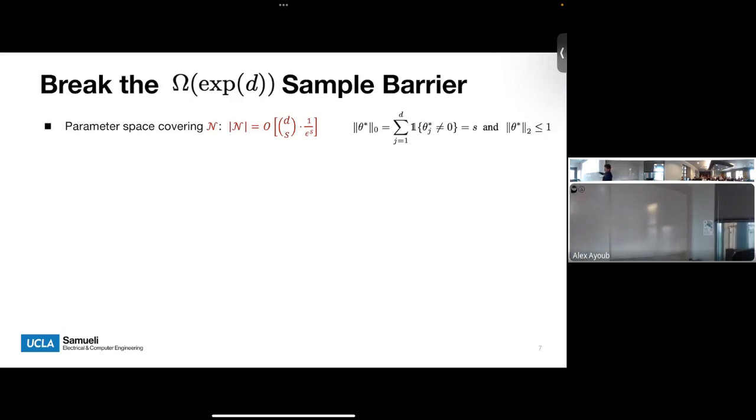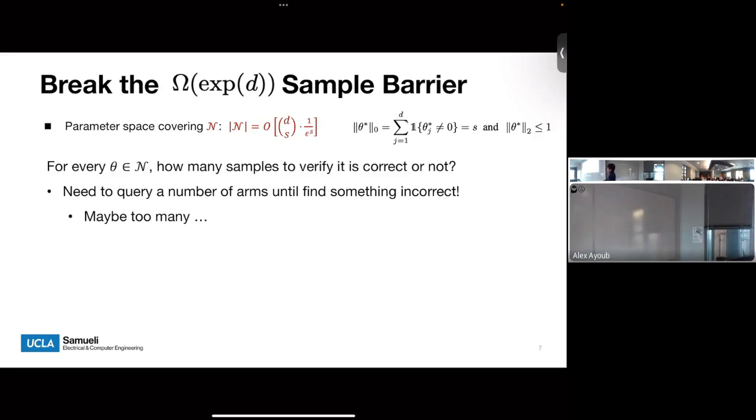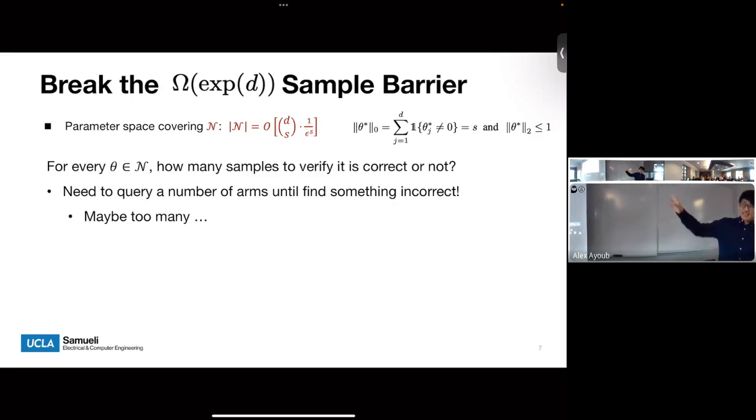Any questions here? So this is a covering number. We're going to have a covering set N that covers this optimal parameter using this many actions. Now the idea is that we query a number of arms until we find something incorrect. Basically, if you give me a theta in this N, I want to check whether it's correct or not. I need to query a bunch of arms until I find something that is not correct. But this will be a disaster because you have to check too many arms in order to find an incorrect arm. So the query complexity will not be good. That's an immediate thought.